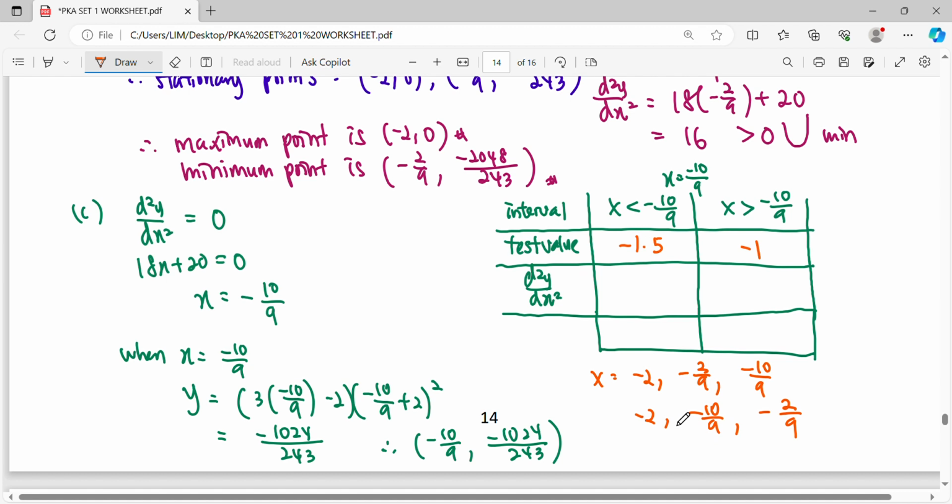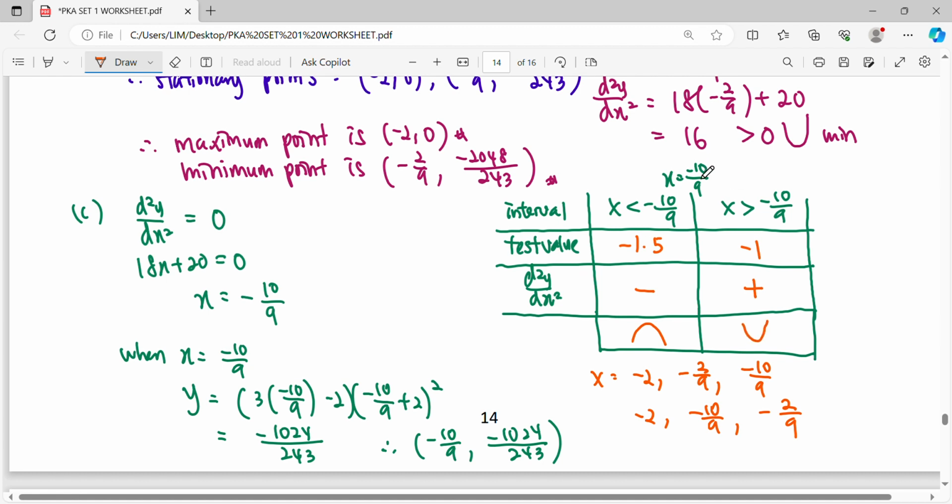Alright, so substitute this into our second derivative. We get positive or negative. When we substitute this, here will be positive, right? When we substitute this, negative. So I'm using the second derivative test. When it is negative, concavity is downward. Positive, concavity is upwards.